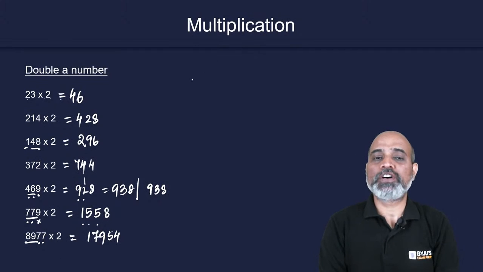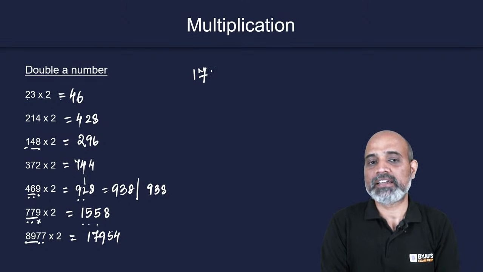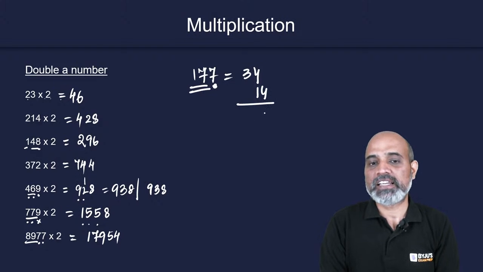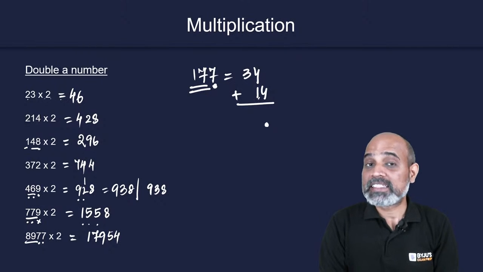Joydeep, carryover means if you have, let's say, 177, so you will do double of 77, which is 154. You will do double of 7, which is going to be 14. You have taken a single digit, so your answer should be a single digit number. Now, this 1 gets carried over.